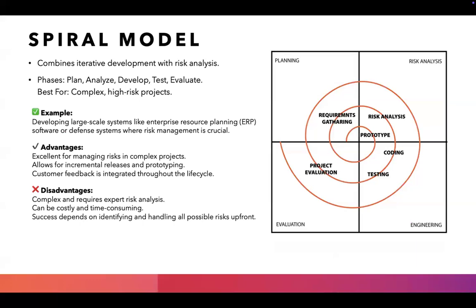Spiral model. The spiral model is a mix of both development and risk management. In this model, we go through repeated cycles of planning, development, testing, and getting feedback from the user. It is especially useful for big, complex projects that involve a lot of risks, such as defense systems or enterprise software. It helps to identify problems earlier through constant review and feedback. However, it is also very complex and expensive because it needs expert planning and analysis. Next slide.